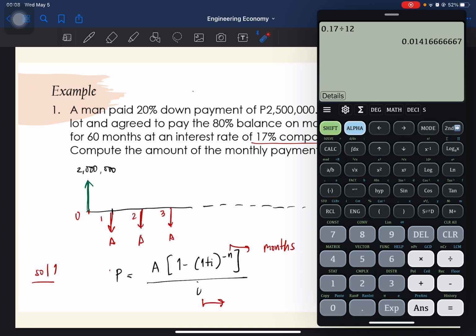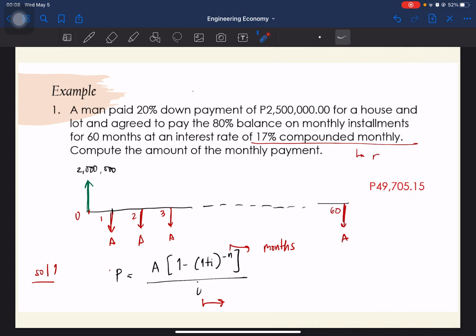Let's say 1.42 na lang. Okay? So that means I have a 1.42% interest rate per month. So yun yung value ng aking I, 1.42% per month. Inuulit ko, take note that the interest rate I and the unit of N should be compatible. Per month yung interest rate and months yung ating periodical payment. So you just put the numbers on the formula.